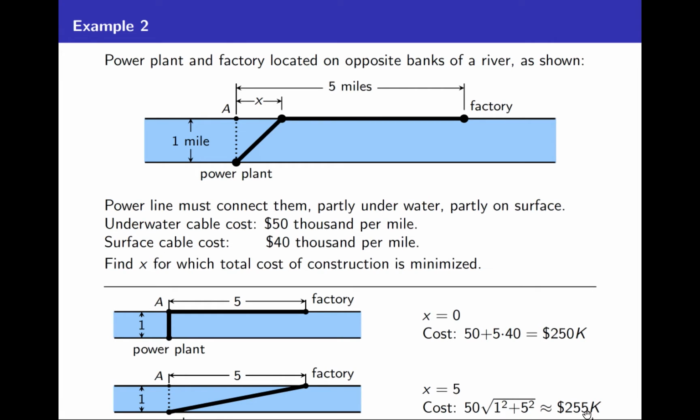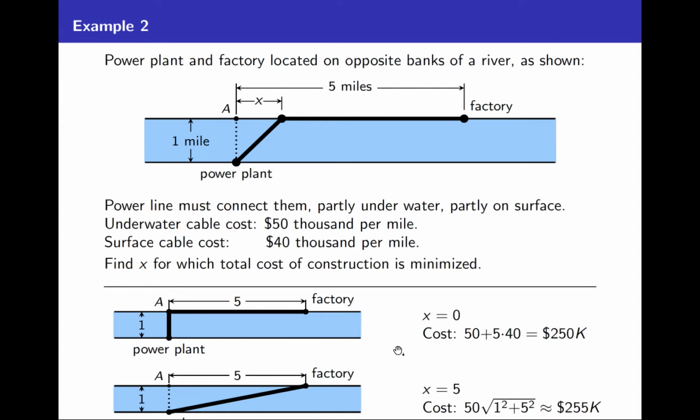$255,000. So even though you went a shorter distance, you were actually a little bit more expensive going straight across. And that kind of makes sense because even though it's shorter, it was more expensive per mile.